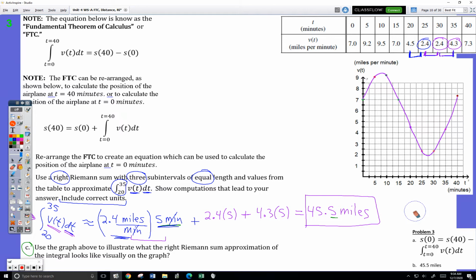And then you just keep doing it. So the first computation looks like this. We're 5 wide, 2.4 high. That's my first computation. The second one's right here, same thing. Third one's over here. Like that.